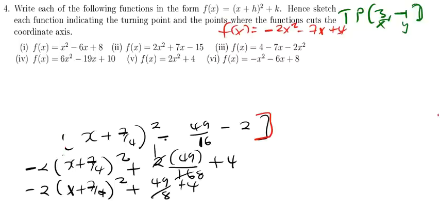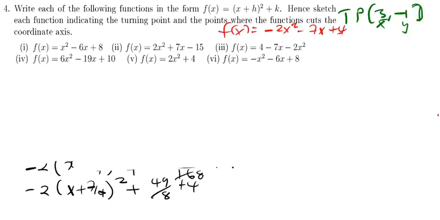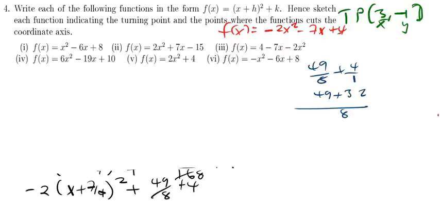Now, at this point, because I don't have enough space, I'm going to do this. I have to simplify 49 over 8 plus 4. Divide it by 1. The common denominator is 8. 8 into 8, 1 times 49, 49. Plus 1 into 8 is 8. 8 times 4 is 32, right? 49 plus 32 is what? That will be 81. Then that will be what?